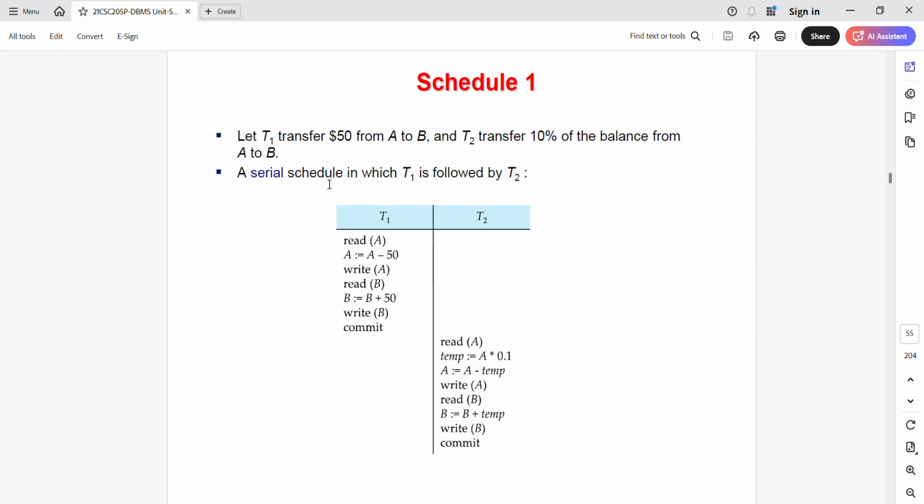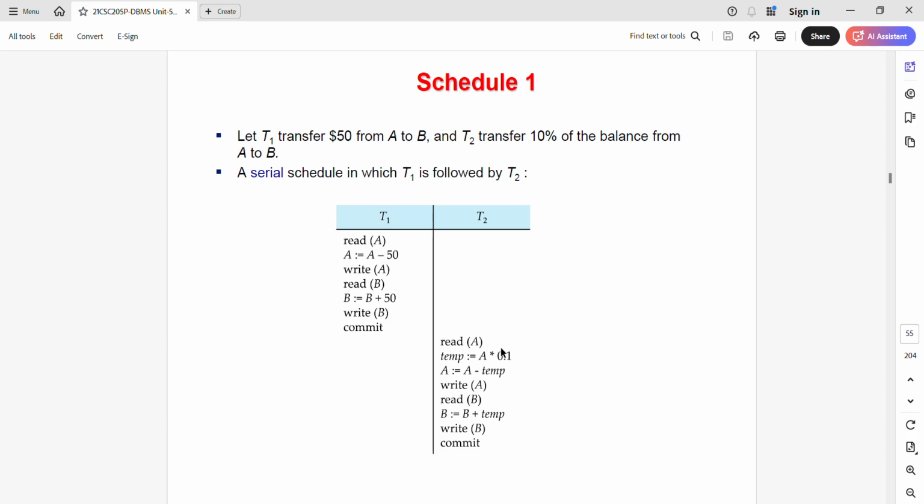Okay, this is actually a serial schedule. What does serial schedule mean? Transactions will be executed one by one. First T1 is executed, that is transaction 1, followed by transaction 2. In transaction 1, we are transferring $50 from A to B. So we read the value of A, deduct 50 rupees from A and write the value of A. Then read B, add 50 to B and write B, then commit.